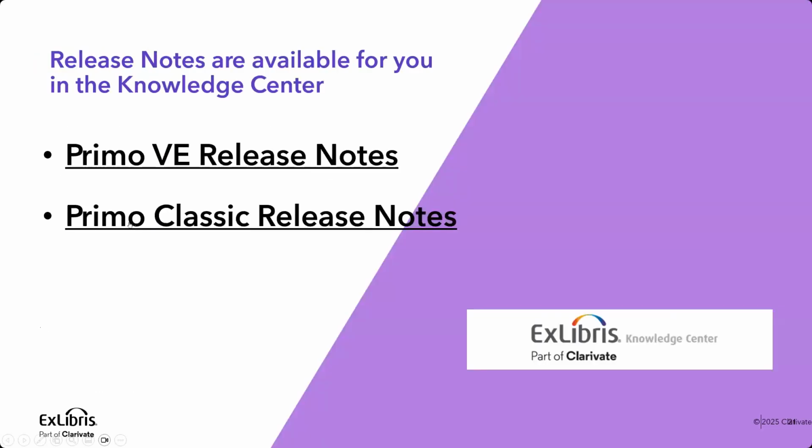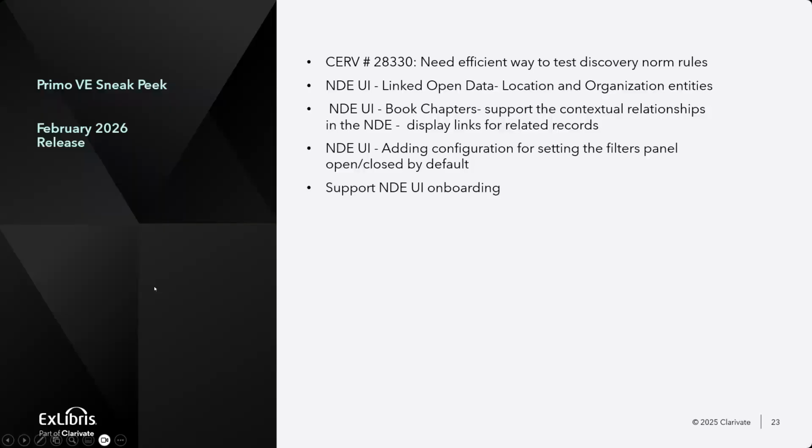Okay. Next. The release notes are already available. You can take a look at the Primo VE and the Primo Classic release notes and the sneak peek of what we're going to deliver in February already in 2026. The first curve submission is going to be developed, and this is an efficient way to test discovery normalization rules. This is a request that came from the community with the curve submissions, and you were asking for a set of records to test the normalization rules with them.